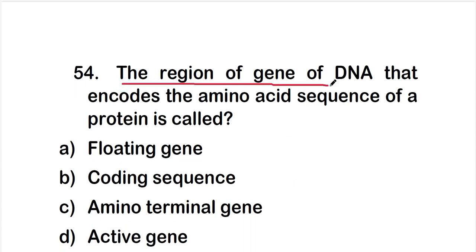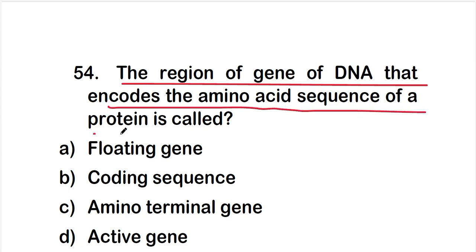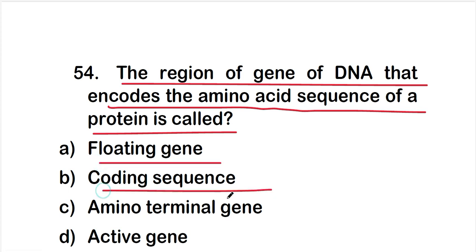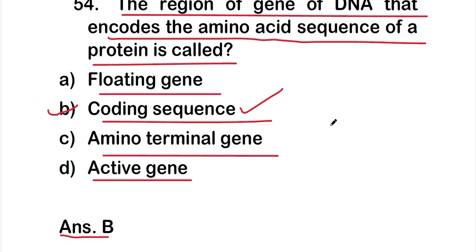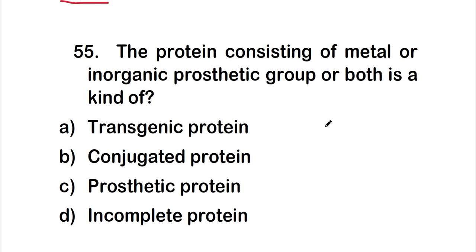The region of a gene or DNA that encodes the amino acid sequence of a protein is called: option A, floating gene; option B, coding sequence; option C, amino terminal gene; option D, active gene. The right one is option B, that is coding sequence. So the region of a gene or DNA that encodes the amino acid sequence of a protein is called coding sequence. And the other one is called non-coding sequence. So let's move on to the next question, question number 55.